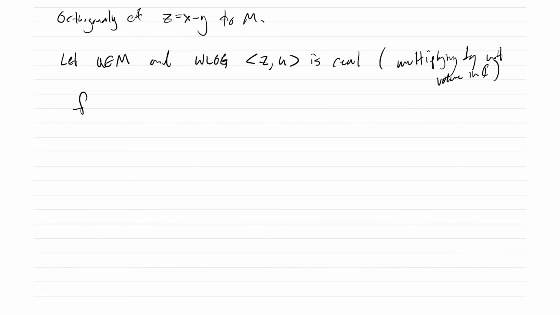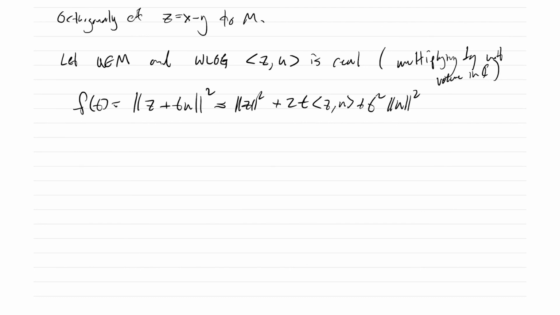So now we're going to set f of t equal to the norm of z plus tu squared. And we can go ahead and expand this out. And so we're going to get the norm of z squared plus 2t times z inner product with u, and then plus t squared times the norm of u squared, right? And so what we can tell about this is that f has a minimum value at t equals 0.